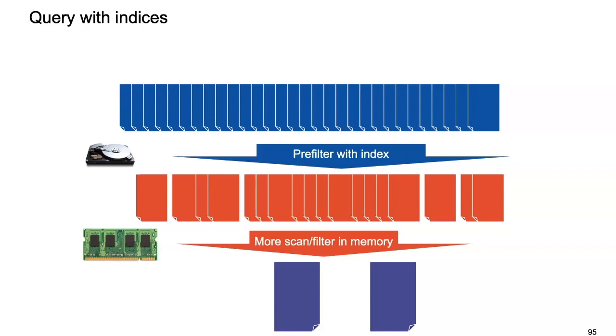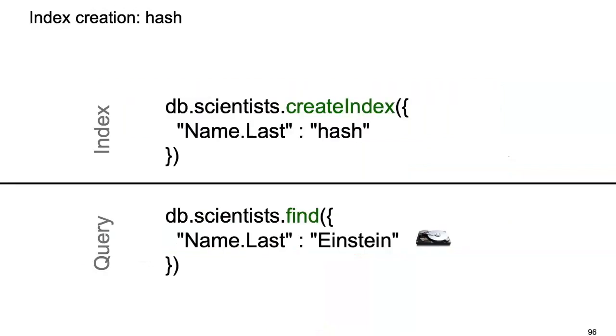But if you do have an index, that will accelerate things because MongoDB will be able to use the index to directly go to the relevant parts of the collection and only read these parts. It might need to do some more work in memory and filter further, but it will massively accelerate. So that's what an index brings you.